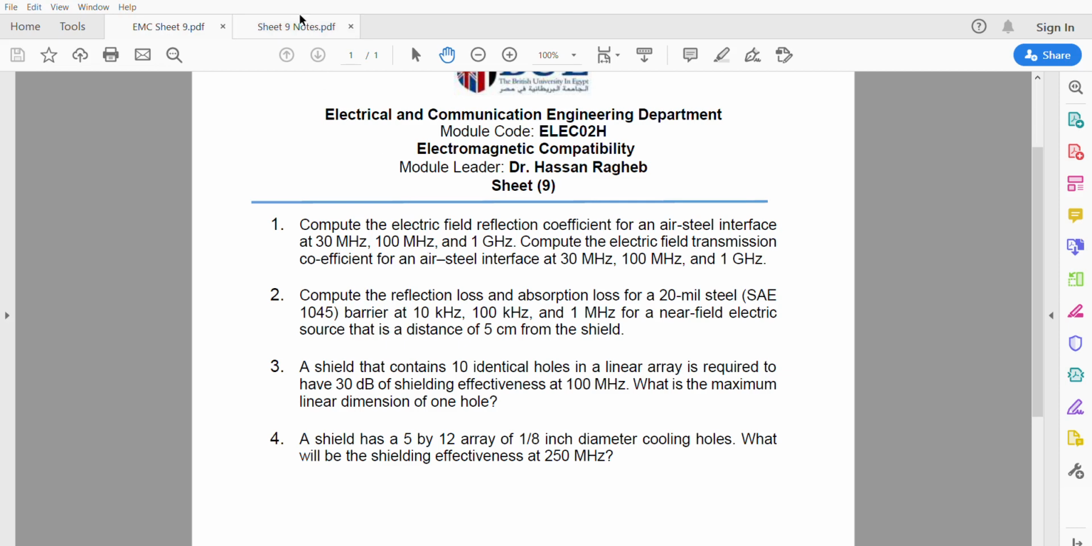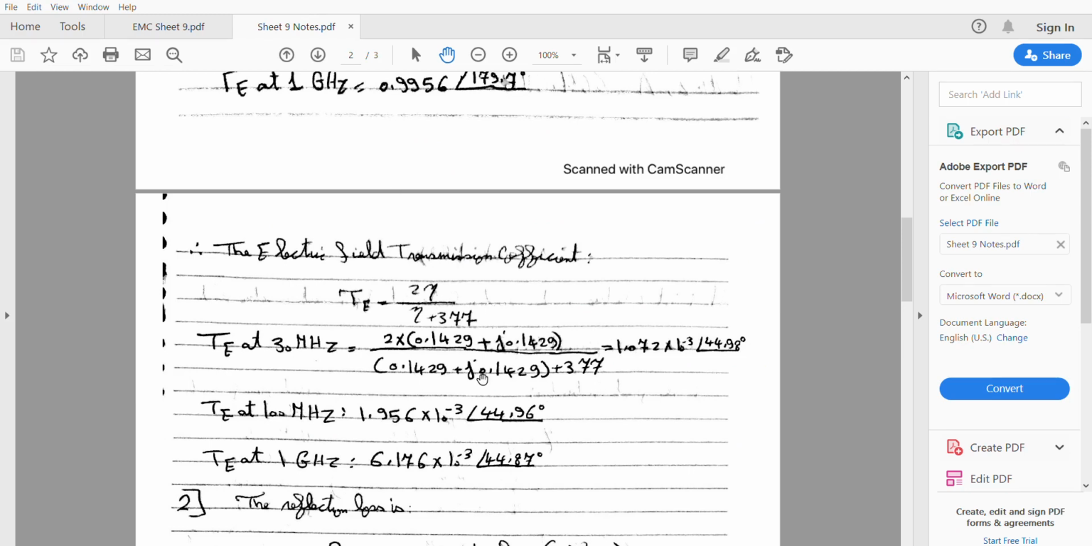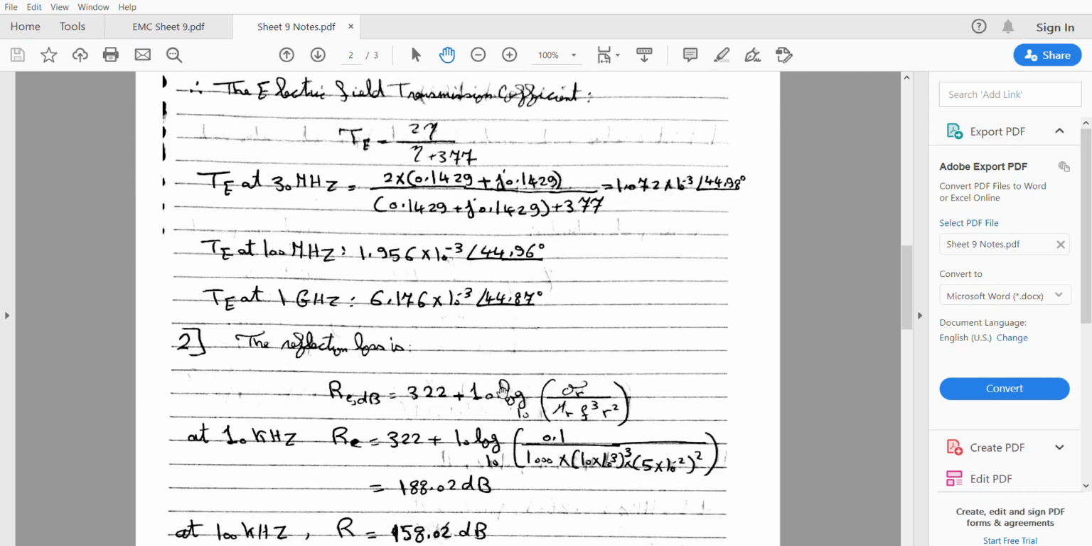So let's check first the reflection loss. Reflection loss is given by this formula, which is equal to 322 plus 10 log 10 sigma r, which is the conductivity of the material, mu r permeability, f is the frequency, r is the distance. So at 10 kHz we need to get the value of reflection loss.